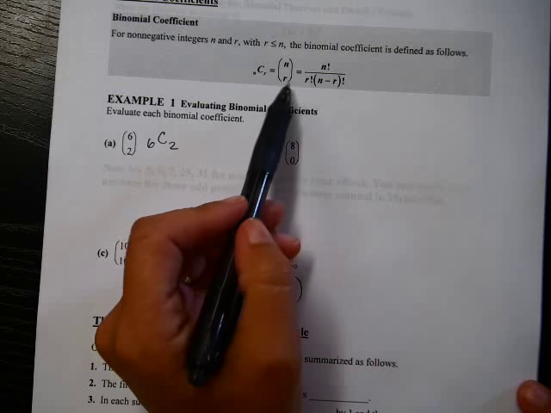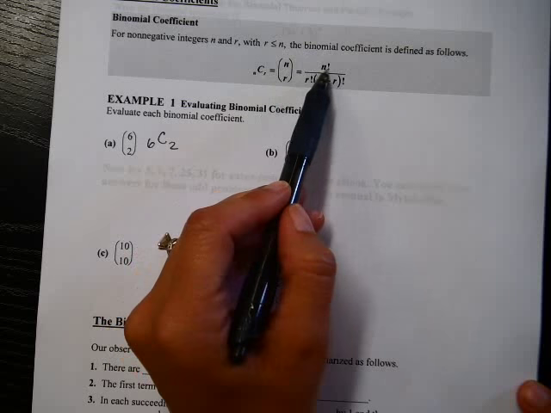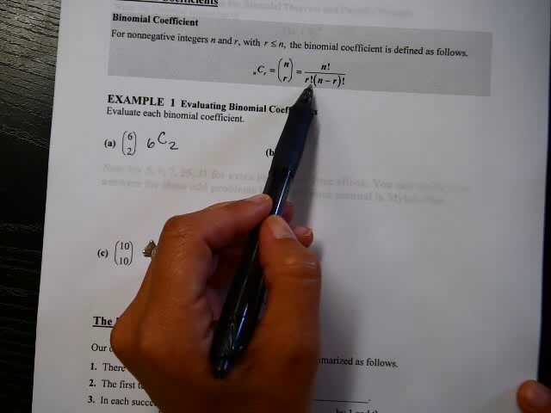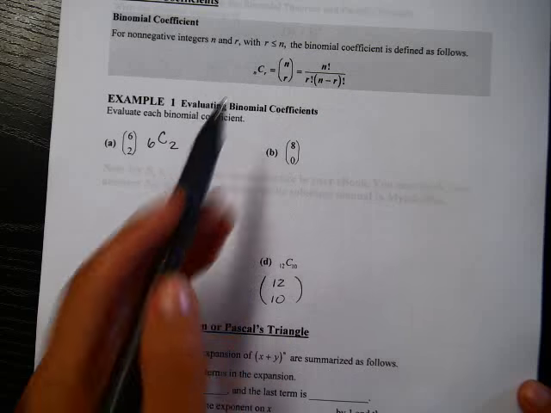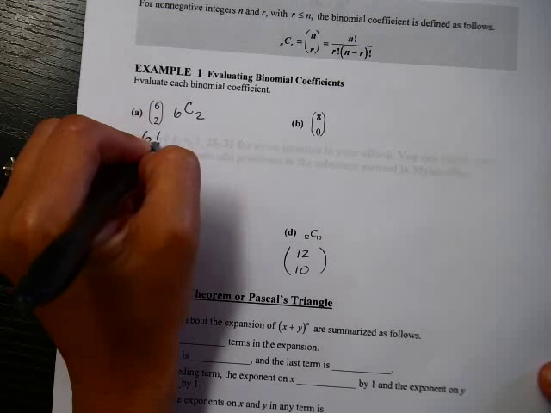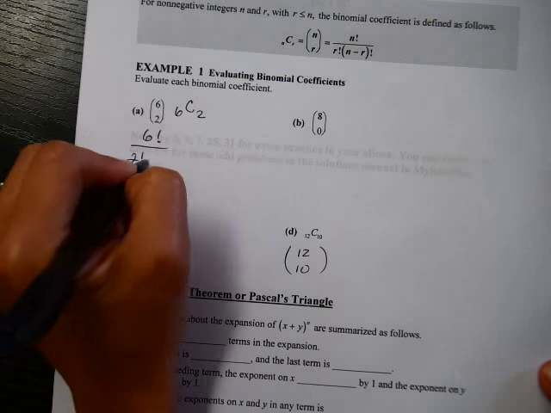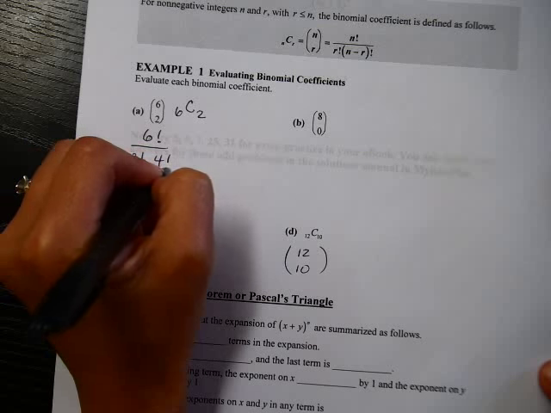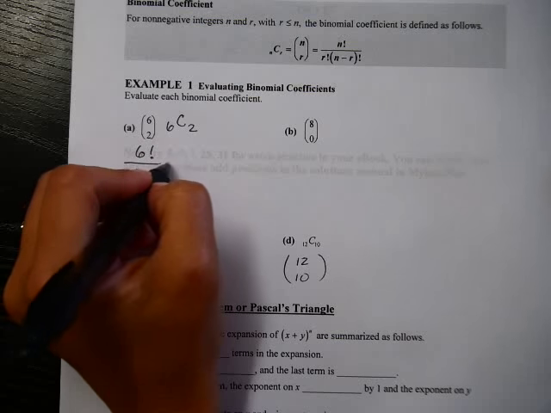The formula for it is you take n factorial divided by r factorial, so the top number divided by the bottom number, and then you subtract those two, and then make that a factorial. So we're going to do this first one. In the top, I start with 6 factorial divided by 2 factorial, and then it says to subtract the 2, which is going to be 4 factorial. So that's how I set my problem up. Well, then I'm going to work it out.